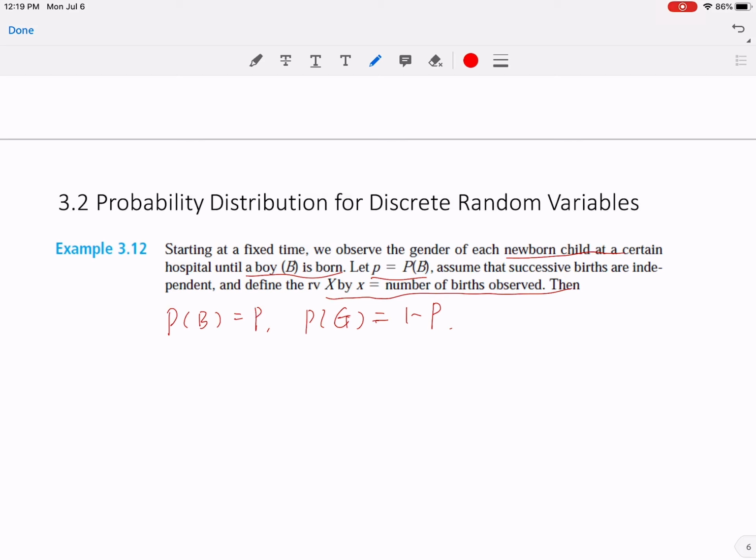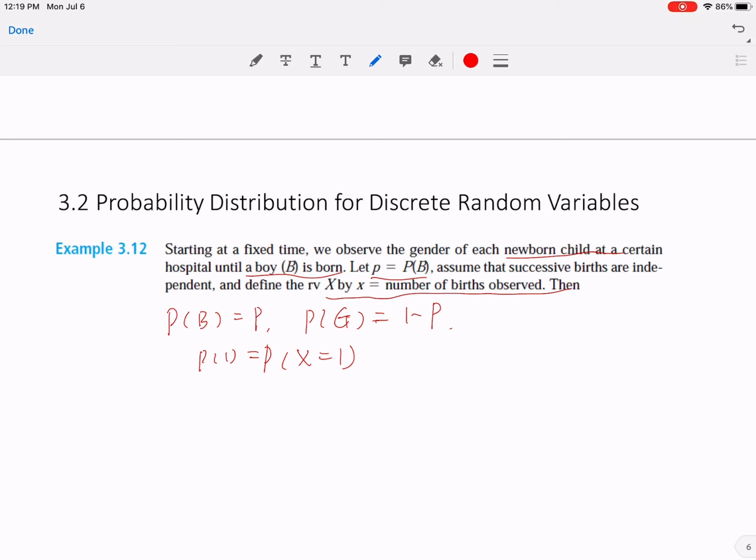Now, we want to find out the PMF. We want to find the PMF of x over here. First of all, we want to find all of the possible outcomes of x, right? Now, x could be 1. So if x is equal to 1, we want to find P of 1, which is the probability that x is equal to 1.